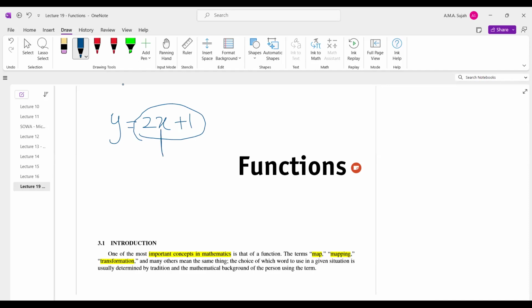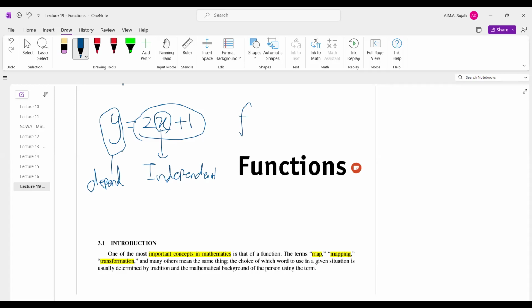This x we can say is the independent variable, right? Independent means it is not depending on any values, right? That's why we are saying x is an independent variable. Why can we say y is a dependent variable? Why are we saying y is a dependent variable? Depending on the value of x, always the value of y will change, right?